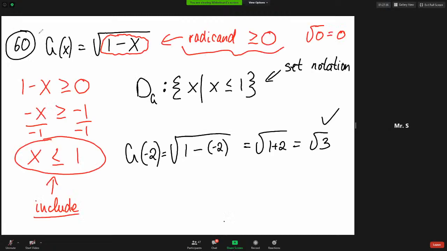This is 60. Professor, I have a question. Yeah, go ahead. Write it as the domain is from -infinity to 1. That's a good question. I was actually going to do that, but then I forgot.